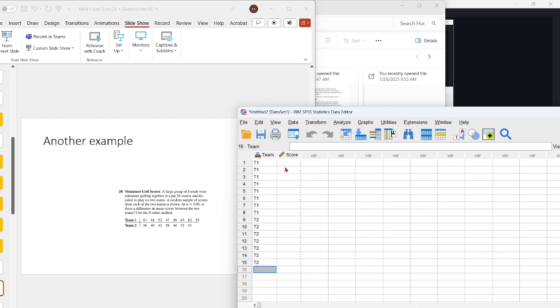I think that's good. And then I'm going to actually read these. 61. Oops. I don't want to do that. Okay. 61, 44, 52, 47, 56, 63. Oops. It's really easy to enter data incorrectly if you're on an exam or something like that. 62, 55, 56, 40, 42, 58, 48, 52, 51. I think I have a win. Okay. So my data has been entered.